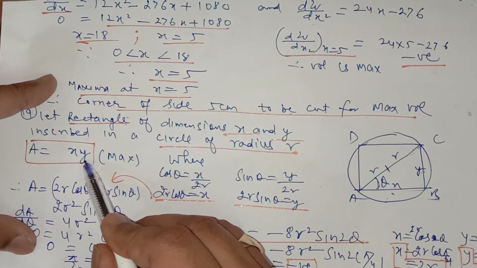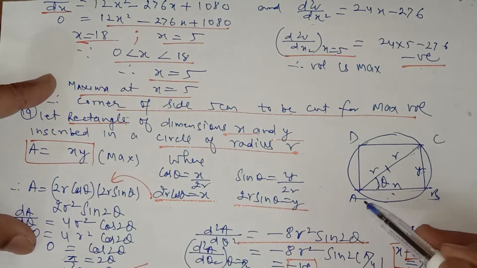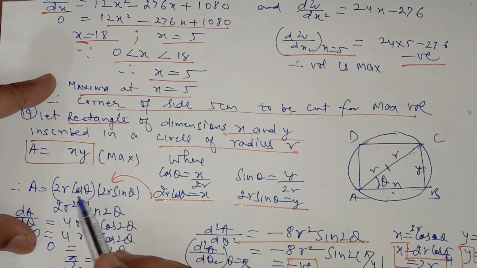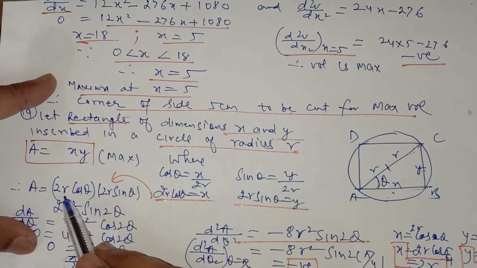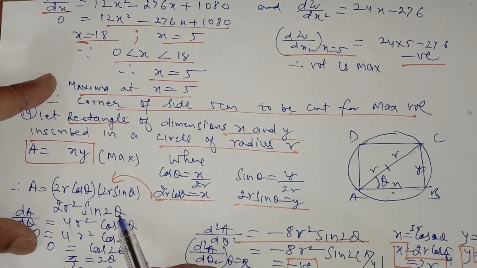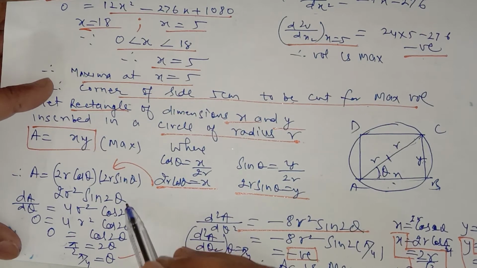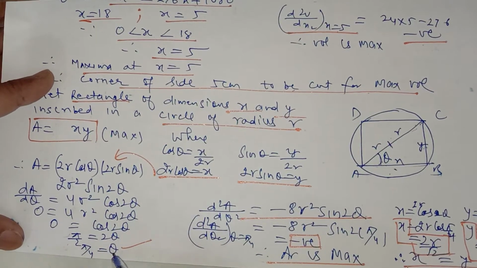So I have expressed x and y in terms of the radius and the angle made by the diagonal of the rectangle, which is coming out to be 2r cos theta into 2r sin theta. So 2 cos theta sin theta is sin 2 theta, and r into r is r square. Differentiate it with respect to theta, put it equal to 0. You are getting the value of theta as 45 degrees.